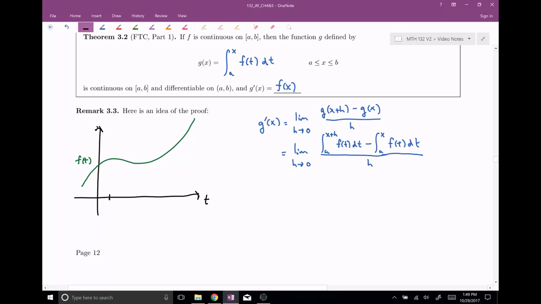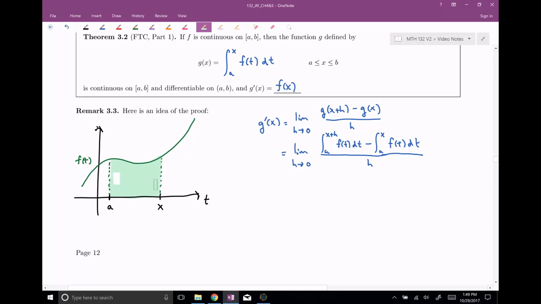And we start at maybe a, and we're going to go until x. And so g of x, again, is supposed to be this area under f from a to x, right? That's what the definite integral is. So it's this area right here.